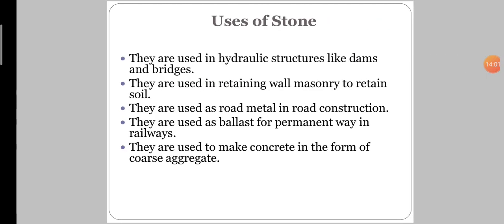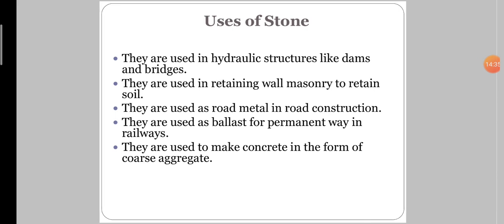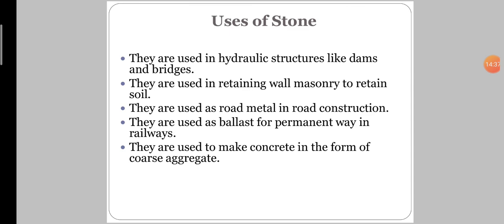Next, uses of stones. Where are these stones used? They are used in hydraulic structures like dams and bridges. They are also used in retaining wall masonry to retain soil. They are also used as road metal in road construction, and as ballast for permanent way in railways. And finally, they are used to make concrete in the form of coarse aggregate.